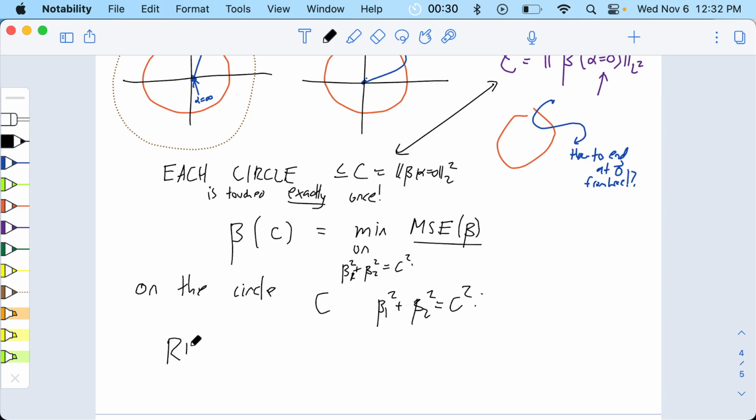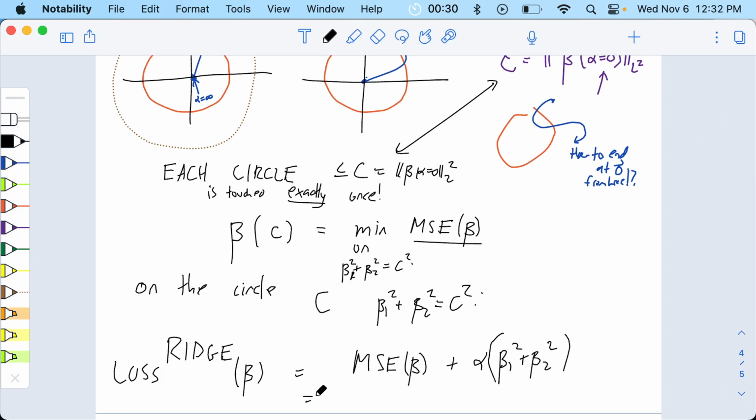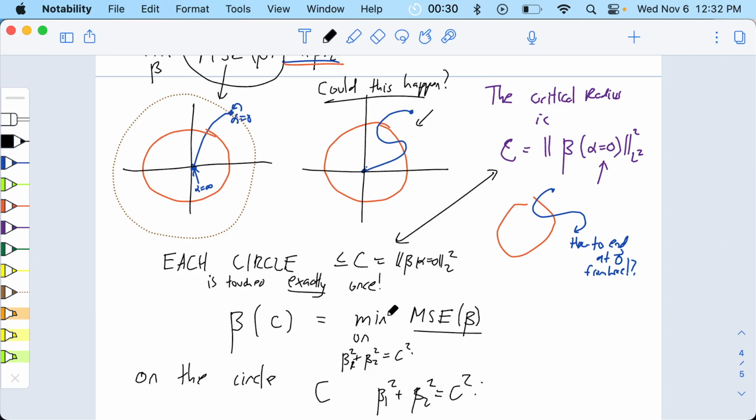Well, the ridge loss function, the loss for the ridge as a function of beta equals the mean squared error of beta plus beta 1 squared plus beta 2 squared times alpha. But look, you told me you're on the circle where beta 1 squared plus beta 2 squared equals c. So the penalty term is exactly c plus alpha times c. So everywhere on this circle, every time you draw a circle like this, every single point on the circle has the same exact penalty applied to it, right? If you're on this point, the penalty is whatever the radius of the circle is. If you're on this point, the penalty is whatever the radius of the circle is. All of these points have an equal penalty to be applied.